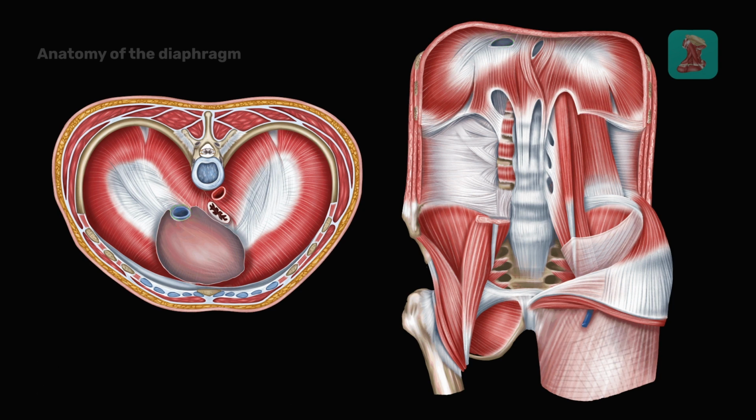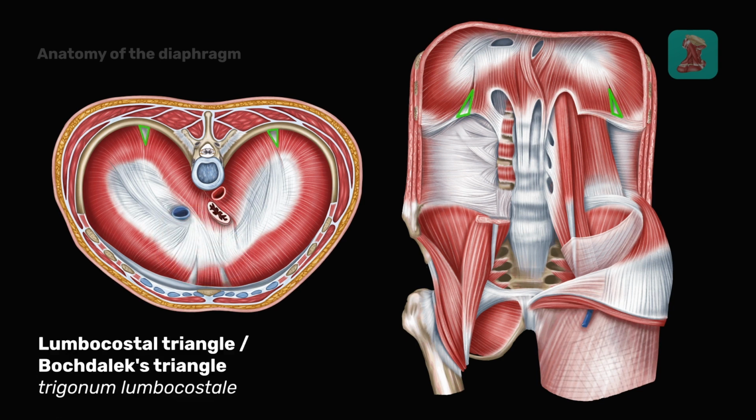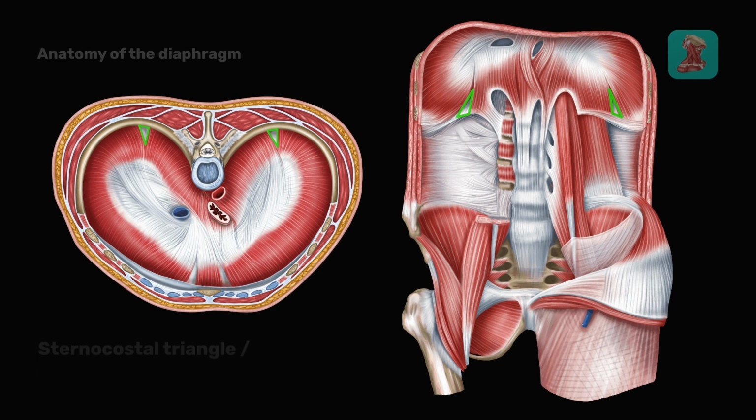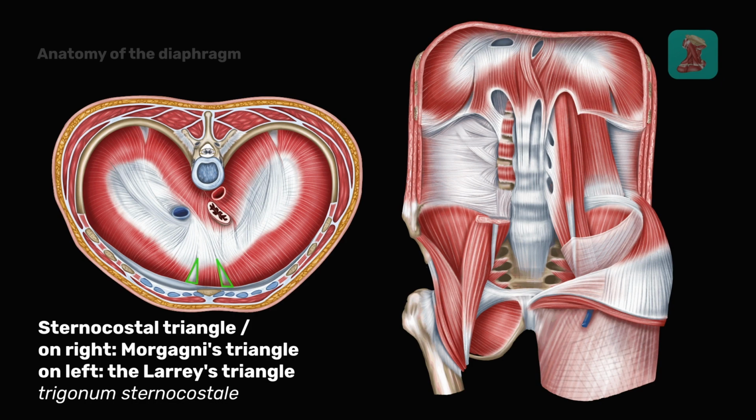Between the parts of the diaphragm, there are regions devoid of muscle fibers. They are called triangles of the diaphragm. These are also weak spots where hernias often form. The lumbocostal triangle, Bogdalec's triangle. The sternocostal triangle, on the right, Morgani's triangle, on the left, Larrey's triangle.